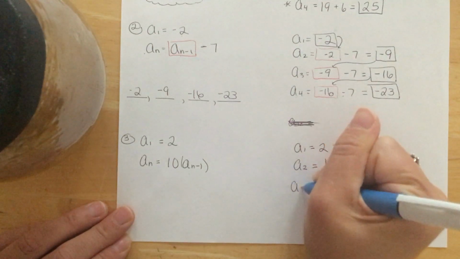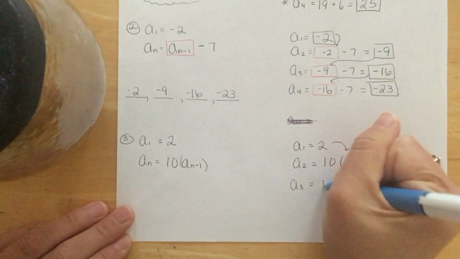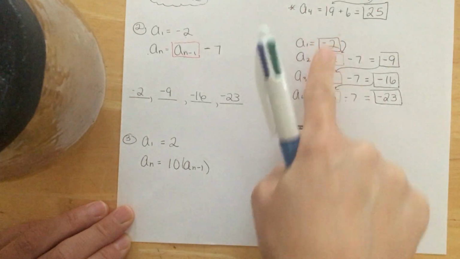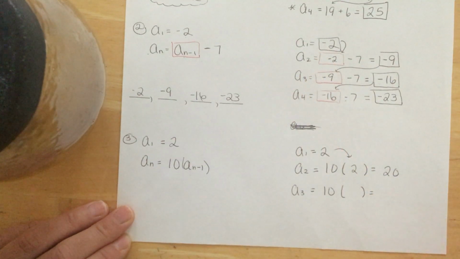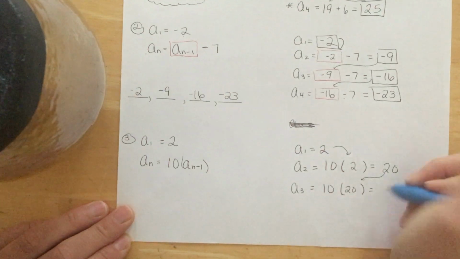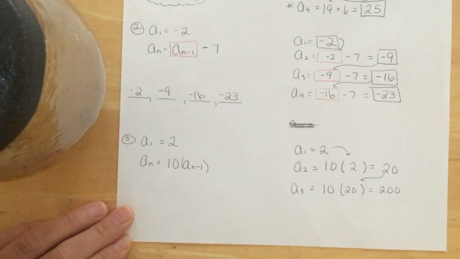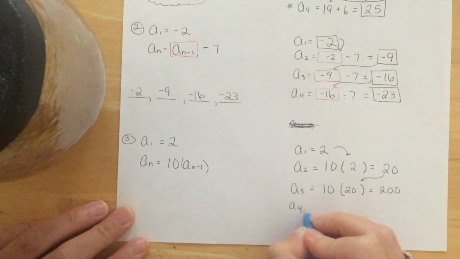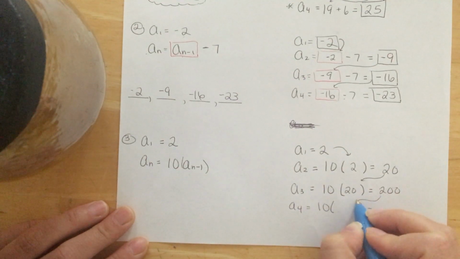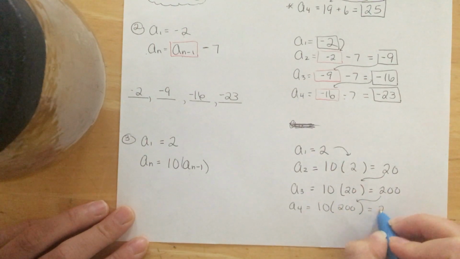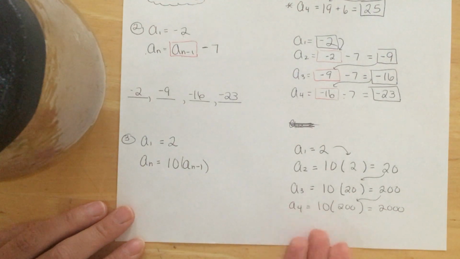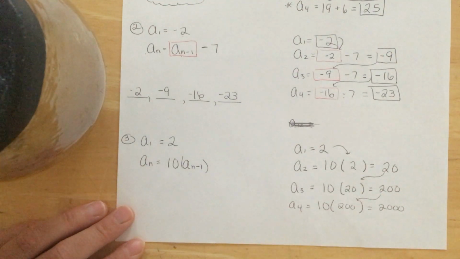Okay, A of 3 equals 10 times the previous number. And if you want to put 10 parentheses like we did up here where we just left a space, that's fine too. So the previous number in this case is 20. 10 times 20 is 200. A of 4 is 10 times the previous number, which is 200. That equals 2,000. Okay? If we wanted to find the fifth number, I'd plug in 2,000 there. 10 times 2,000, and so on.